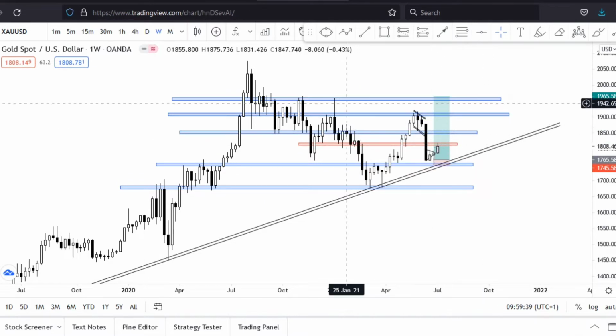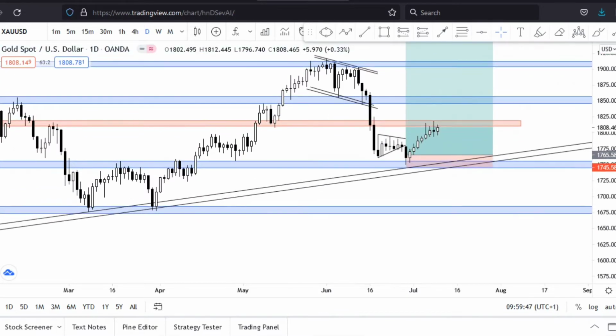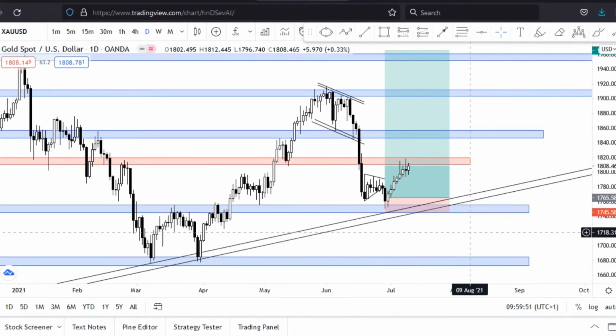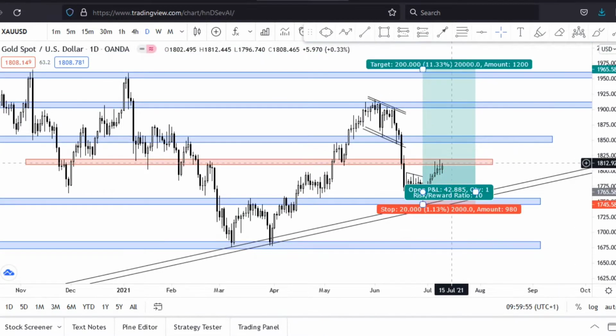So my general bias on gold is bullish in the long term. If you are not yet in this trade, no worries, because the market always provides a lot of opportunities for you to capitalize on. From the daily time frame, we can see that we have approached this resistance level over here, which will be a key area where we'll be looking for our entry opportunities.